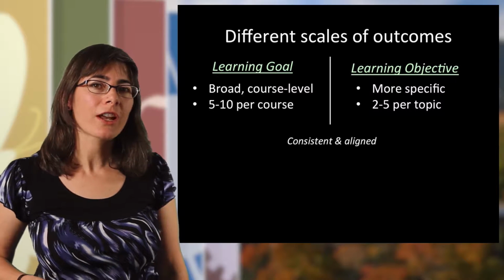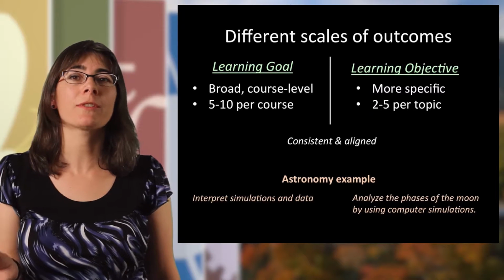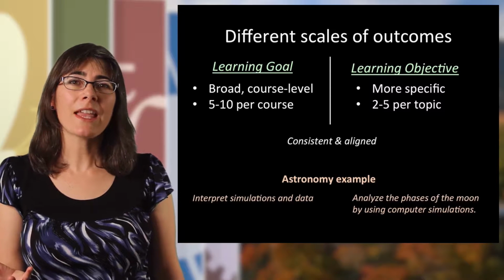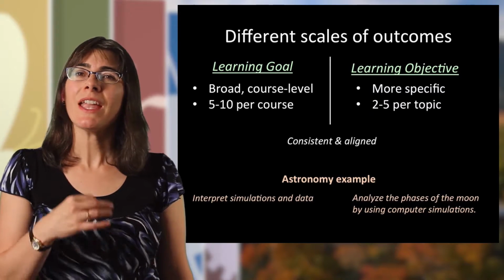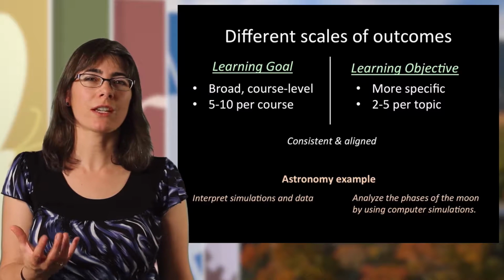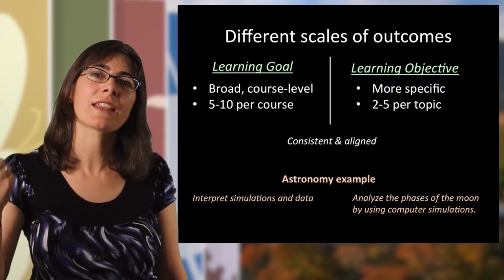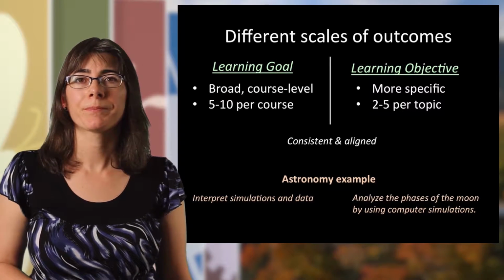Here's an example from astronomy. So one of the big course goals I might have is that I want students to interpret simulations and data. It's a big take-home message. And then when I'm in a particular unit on the phases of the moon, I might have them analyze the phases of the moon by using computer simulations. And that's a way to help students get at that broader course goal by doing something within that specific topic.